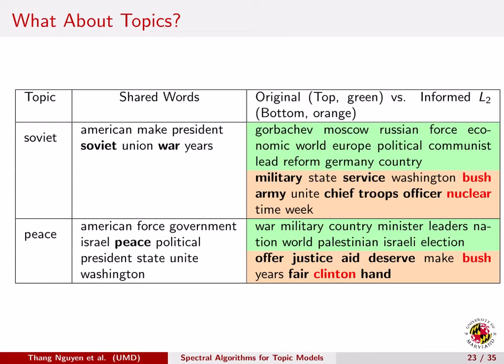And similarly for the peace anchor word, it brings in things like offer, justice, aid, deserve, replacing the military aspects of the negotiations with Israel to focus on Bush and Clinton who tried to broker two-state solutions.